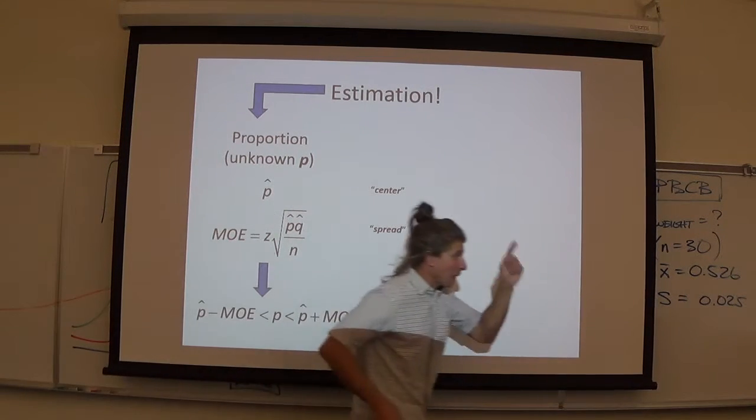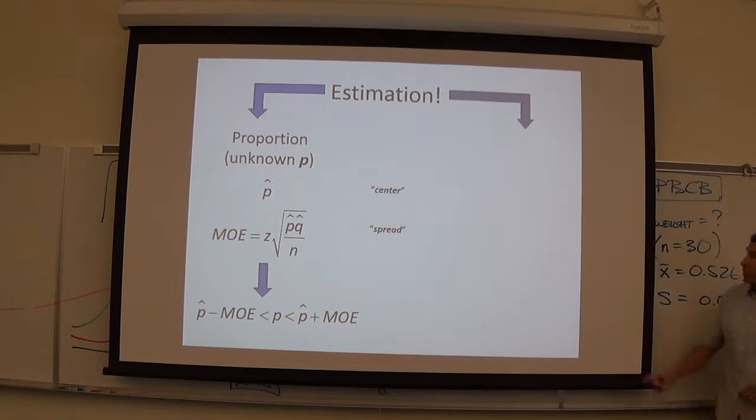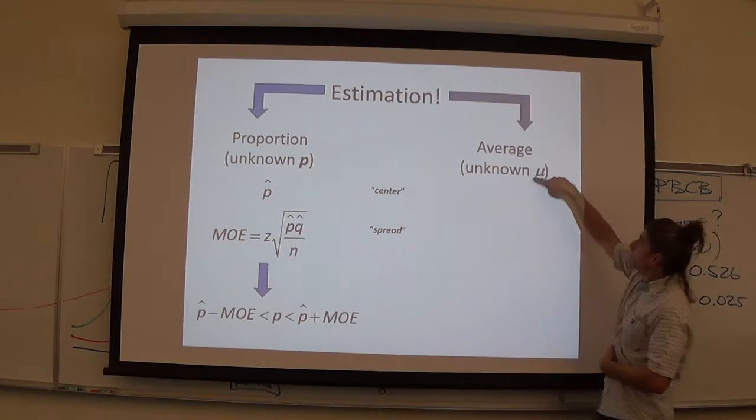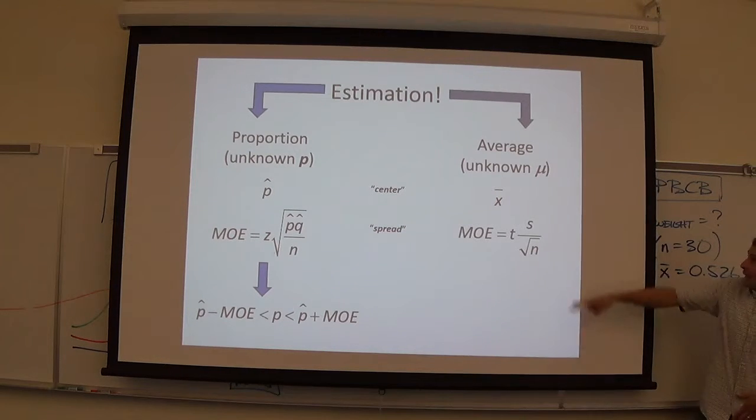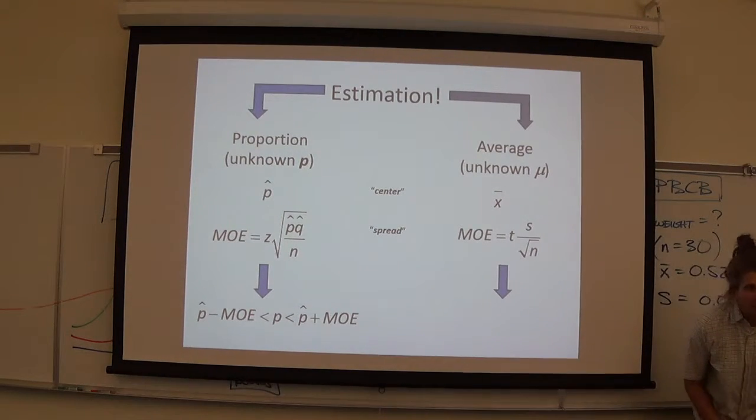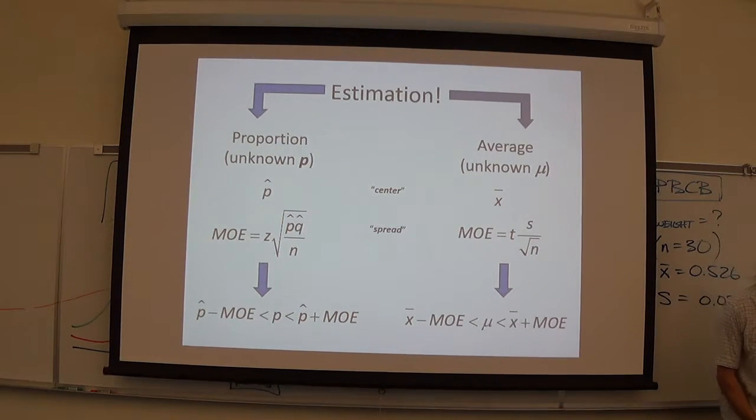And you're already halfway there. Here it comes. We're going to estimate the average, which means we don't know what mu is. That means we're going to go with x bar for our center. We're okay with that. You guys are okay with that as well.